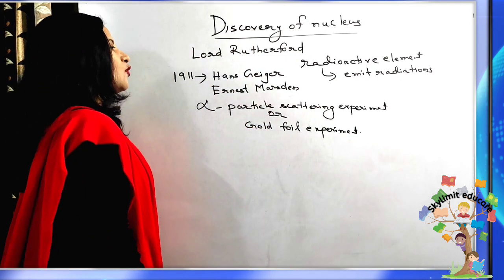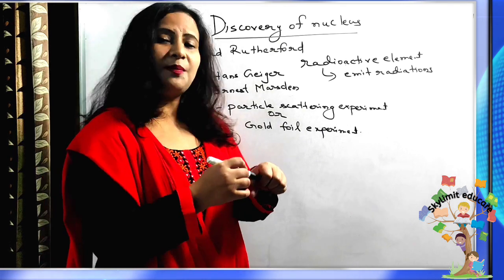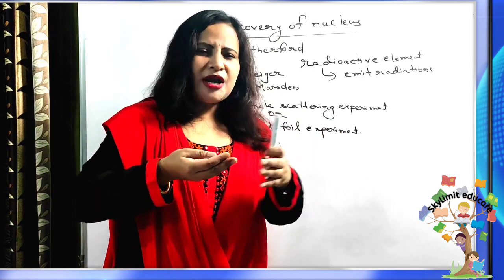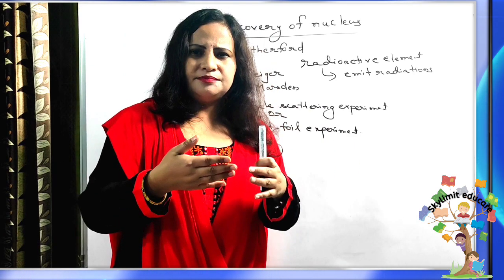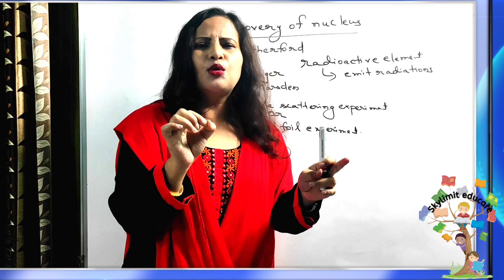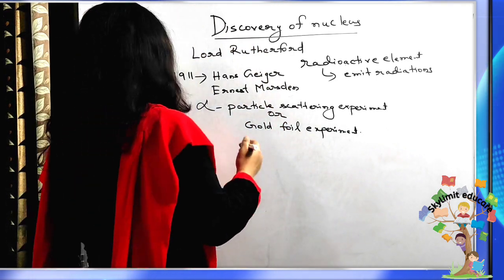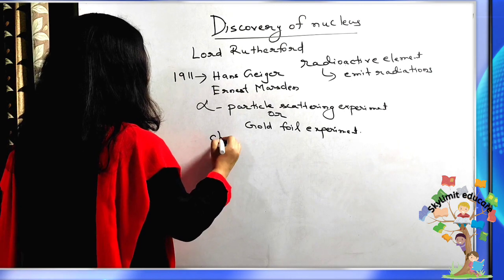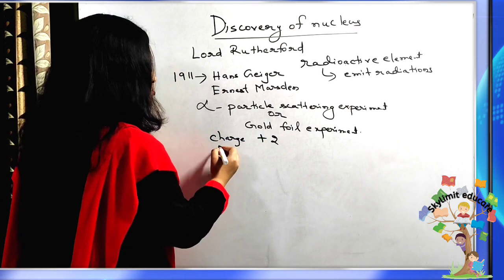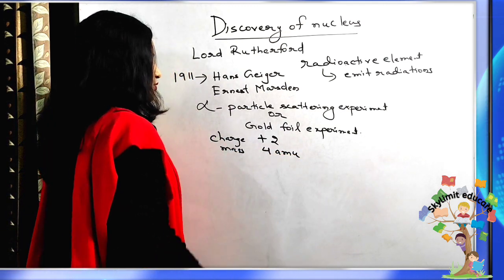Before going into the experiment, let me explain a bit about this alpha particle. What is this alpha particle? Basically, a stream of alpha particles was incident on a gold foil, a very thin sheet of gold foil. This alpha particle is a particle which has a charge of +2, and the mass is 4 atomic mass unit.